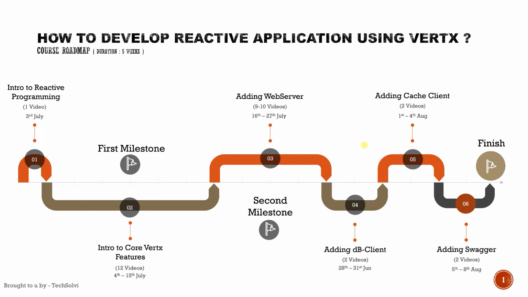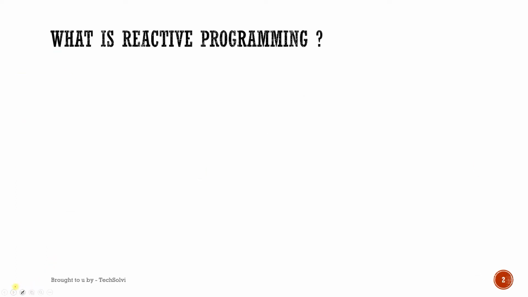Today I am uploading the very first video of this whole course, which is how to develop reactive applications using Vert.x. So today we will mostly discuss what reactive programming is, and how it is different from the conventional multi-threaded approach that we generally take to handle concurrency. So let's look into it.